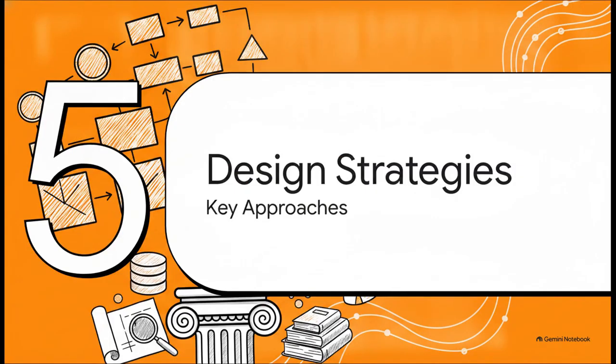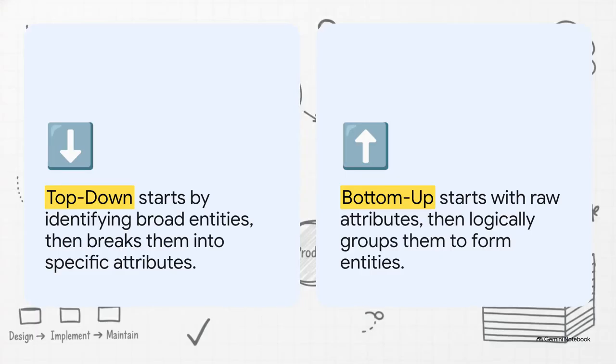Section 5. Key Database Design Strategies. Okay, now that we've traced the entire life cycle, let's explore the classical approaches to structuring database design. Pay close attention here, as these are foundational, highly testable concepts for your upcoming exams. When designing a conceptual model, you generally choose between two paths. Top-down design starts from the macro level. You begin by identifying the broad, main entities, like a university or a department, and then you break them down into specific attributes, like department name or location.